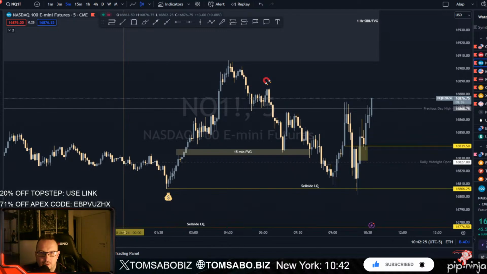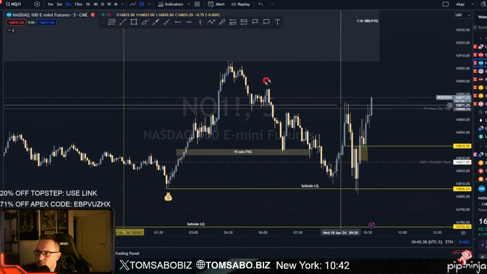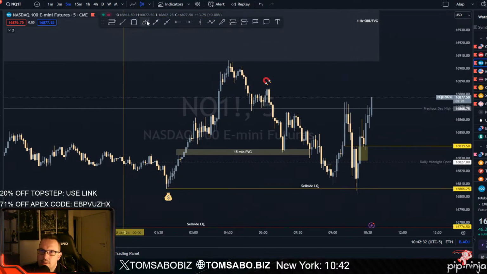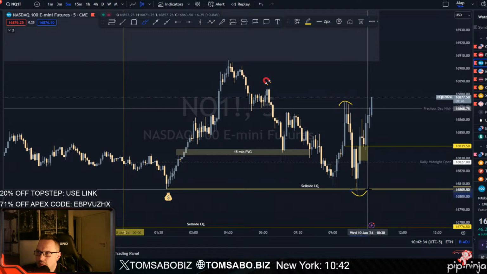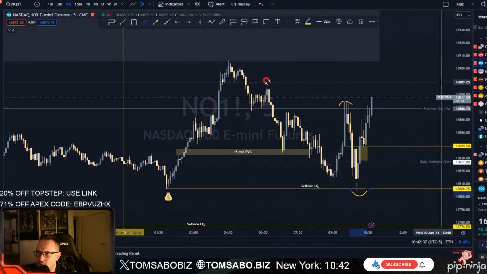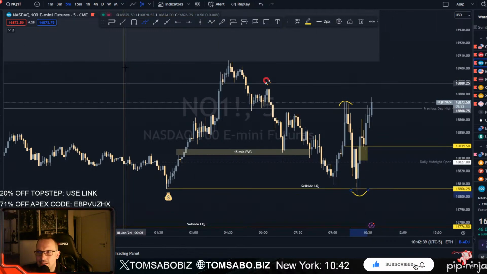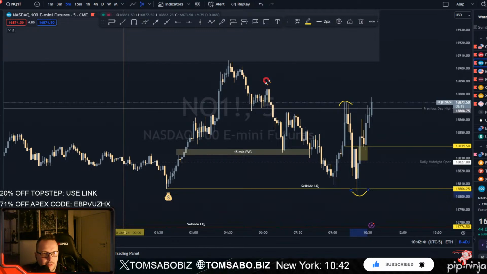No entry, though. But at least we got out of this range. I mean, this range here was crazy. Finally, we broke out. But I would like to see some displacement, you know.